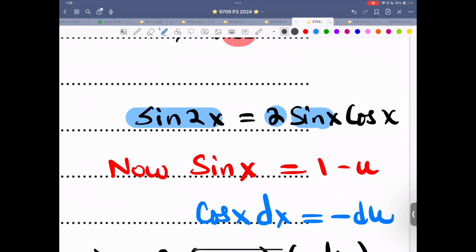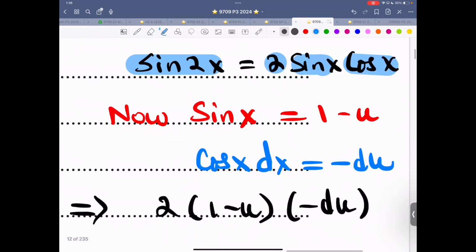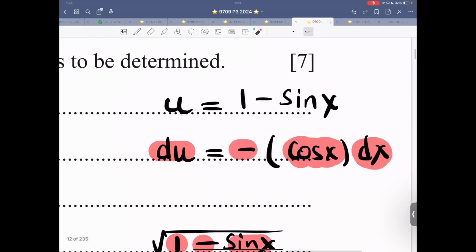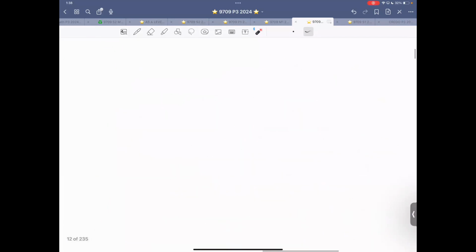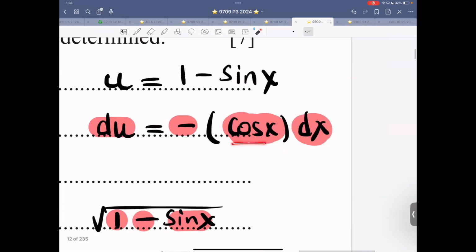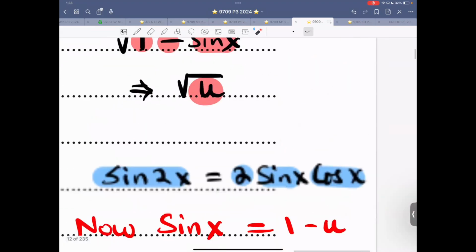2 sine x cosine x. Now remember that sine x is 1 minus u, because u is 1 minus sine x. Therefore, sine x is 1 minus u. And cosine x dx is minus du. So cosine x is over there, with the dx, because you'll also be replacing this thing over here. You will be replacing dx with du. So cosine x dx is negative du.